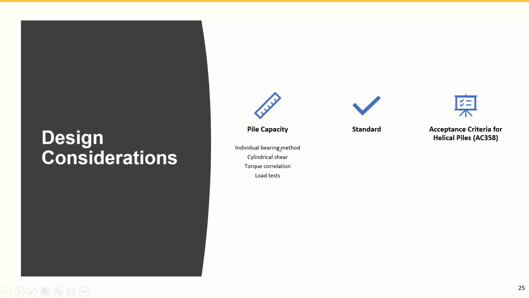Okay, but the methods I'm going to be talking about, the individual bearing plate method and the cylindrical shear method, these two are based on traditional soil mechanics. That means we need soil parameters, and they call them also theoretical methods. Okay, they're based on traditional soil mechanics to determine the pile capacity. This one here, torque correlation, that's an empirical method, and it really came from load testing, a lot of load testing. Okay, then I'm going to talk about the standard AC358 a little bit more.